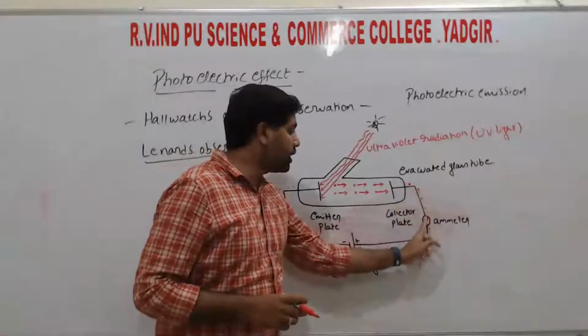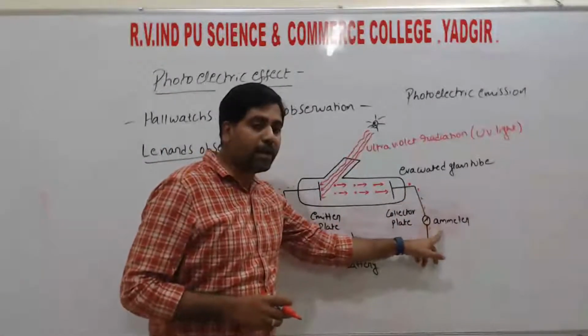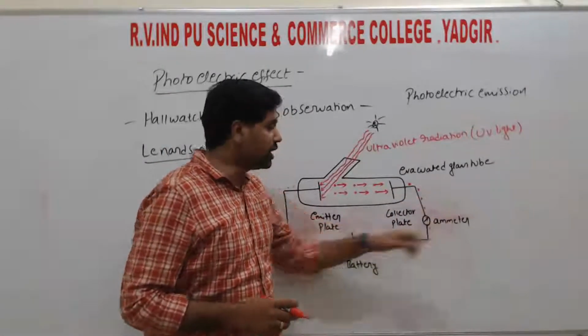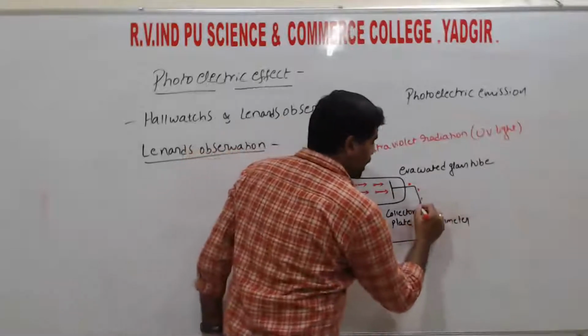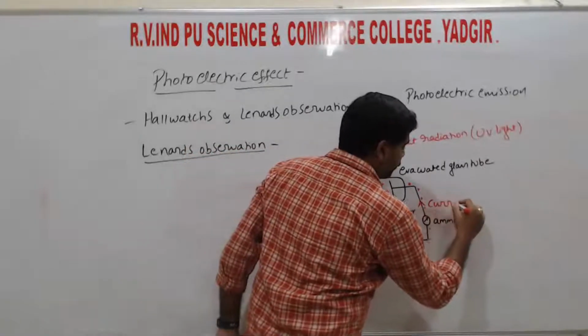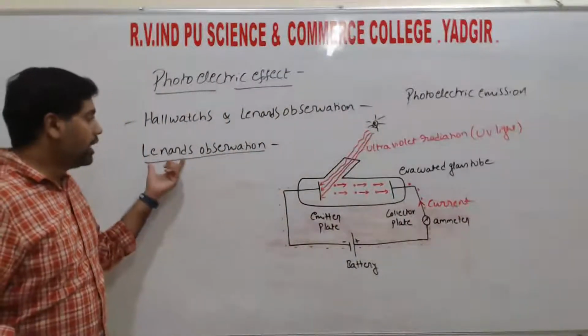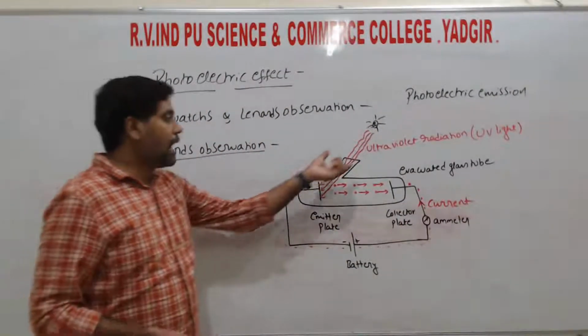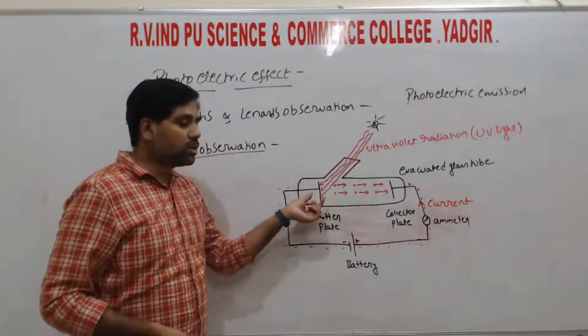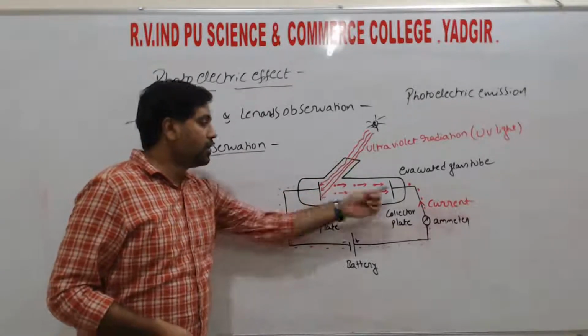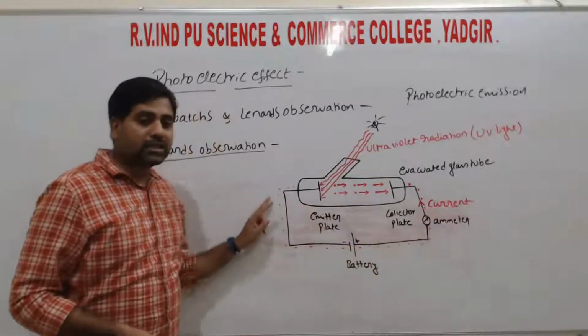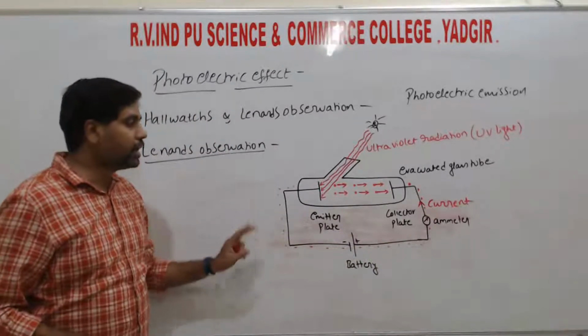So with this flow of electrons in the external circuit, the ammeter shows the deflection, that is the flow of current here, right? So Lenard observed that when ultraviolet light falls onto the metal plate, then the current flows in the external circuit, right?